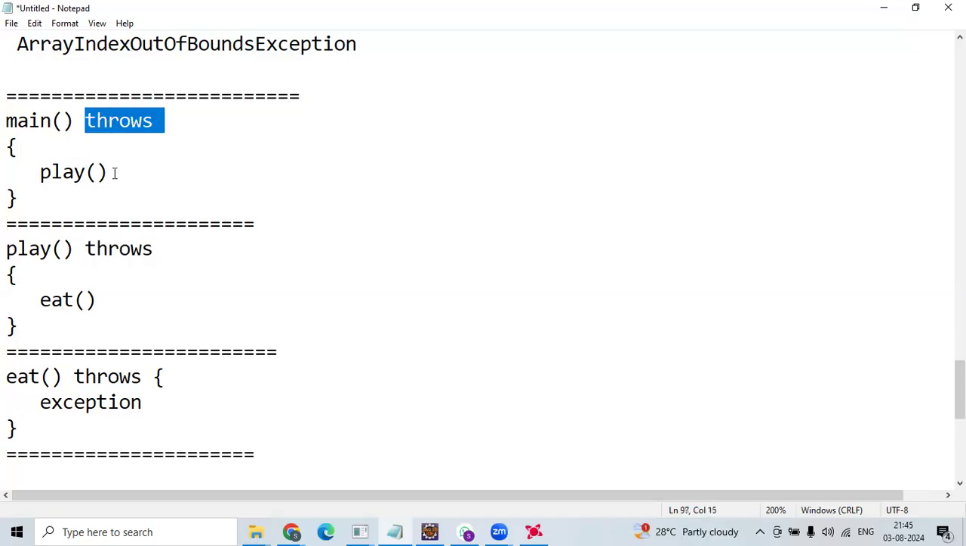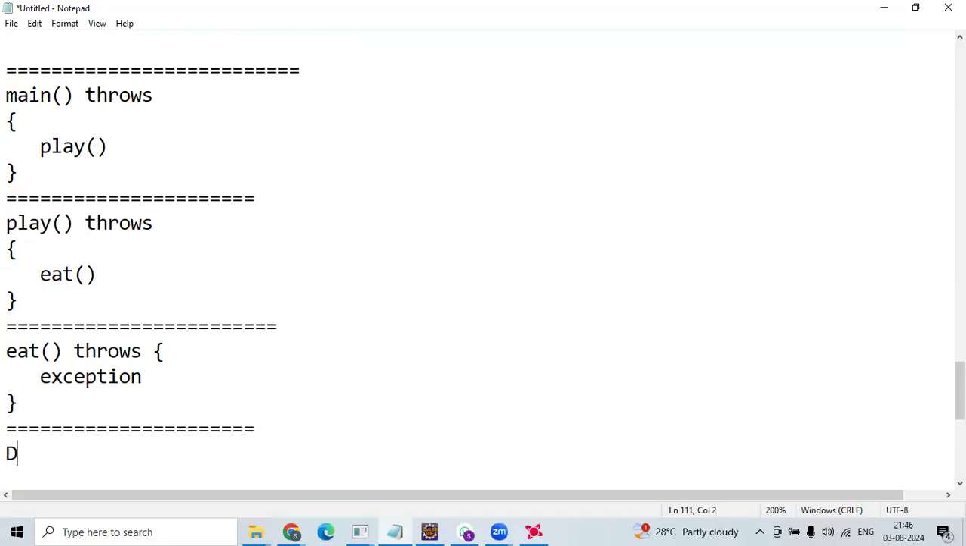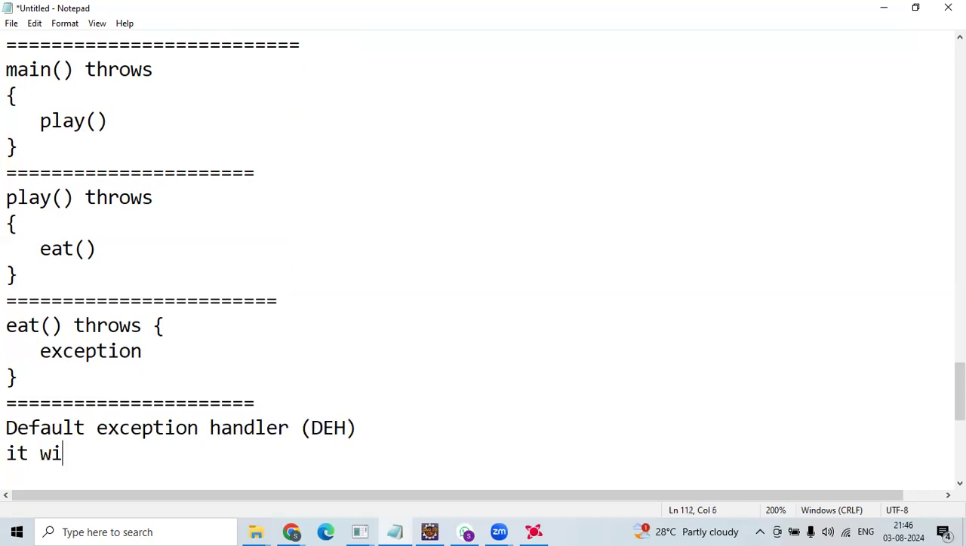So my point is, if no one is handling, then who will handle the exception and who will print the error message on the console? Not the compiler. There is something called the default exception handler. If no one handles it, the JVM will hand over to the default exception handler, which you can shortly call DEH. It will print the error message.